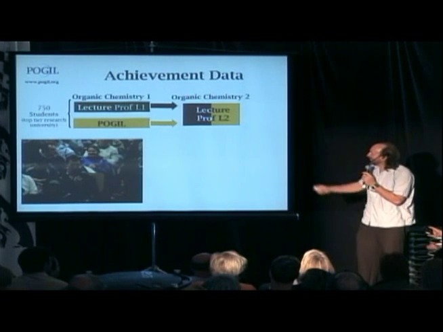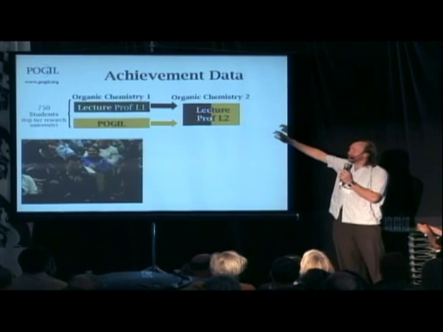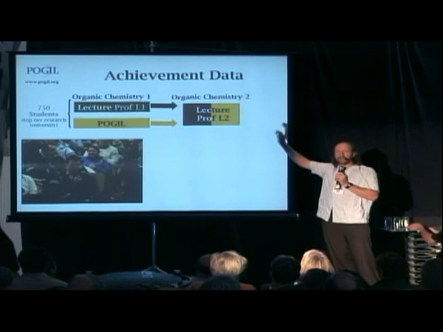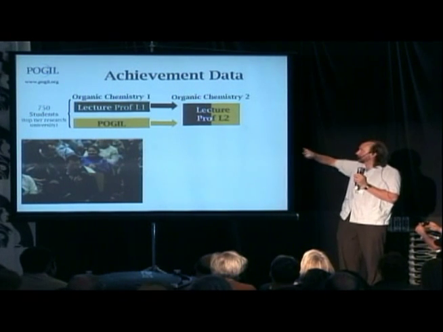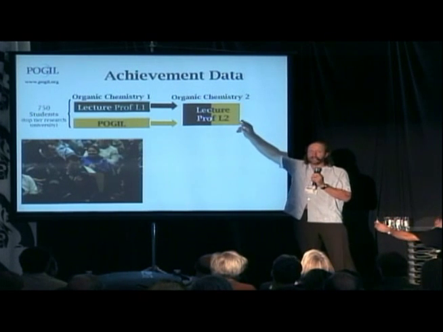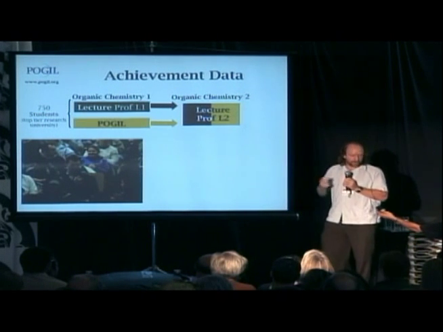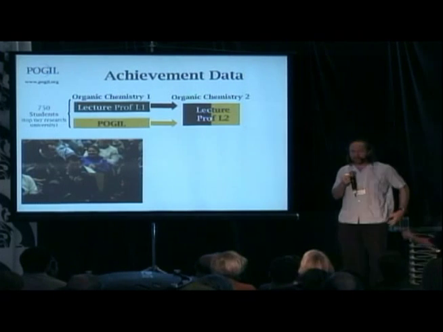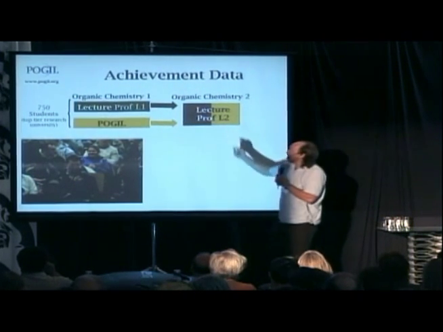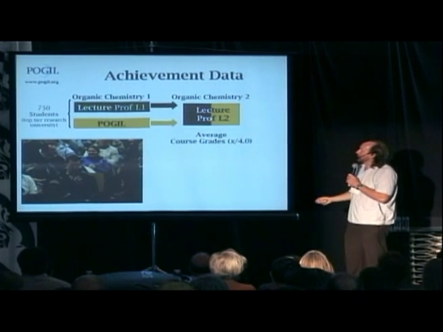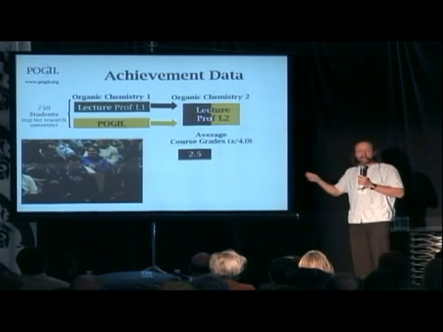Okay, so all of these students, or most of them, went into a second section taught by lecture with a totally different professor. He didn't know who was from the POGL section, who was from the lecture section, and this professor in this section assigned grades based on how well students did in his course. Well, the students who had lecture for Organic 1 and lecture for Organic 2, their average course grade out of 4 was 2.5. That's about average.